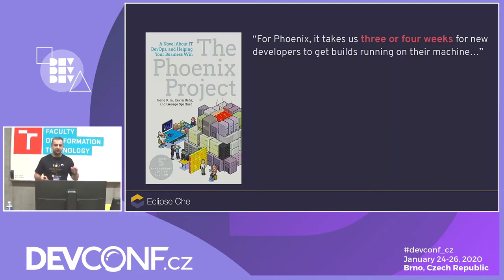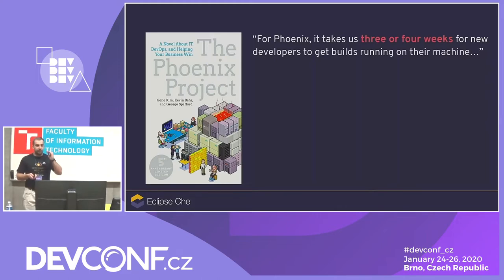"For Phoenix, it takes us 3 or 4 weeks for new developers to get a build running on their machines." And that's actually not an exaggeration. It's pretty much the situation which relatively big companies face nowadays. So the setup and configuration is a big process nowadays, and onboarding can take weeks.